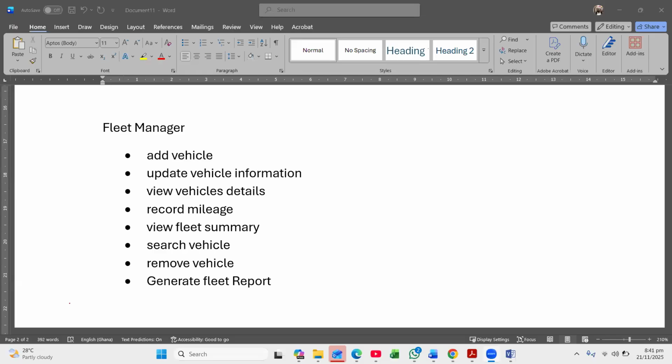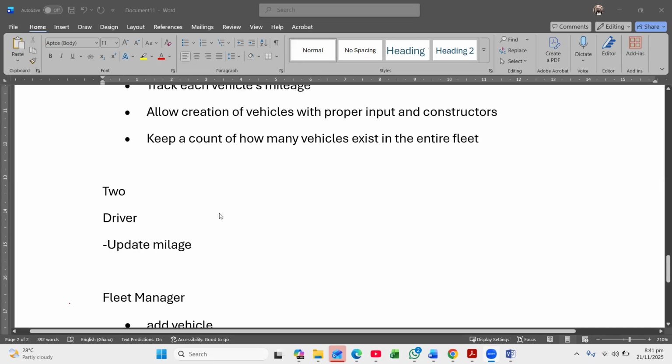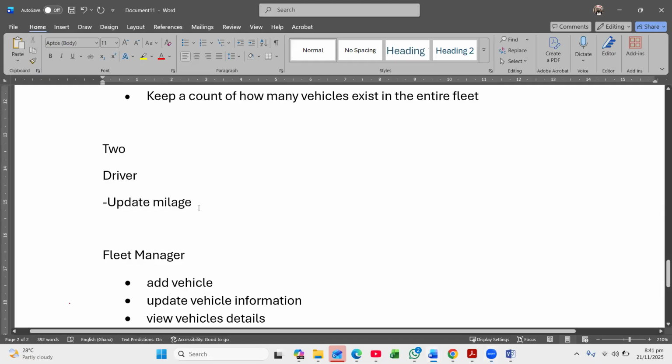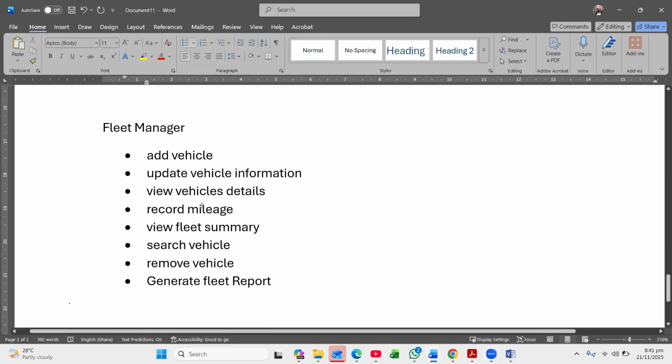Why does it repeat twice? Repeats twice where? Like the driver can record the mileage. Okay. And he too can record the mileage. Yes, please.